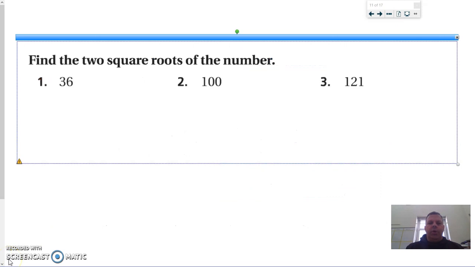Please find the two square roots of each number. Pause the video for 1 minute while students are able to do that and restart it after the 1 minute.